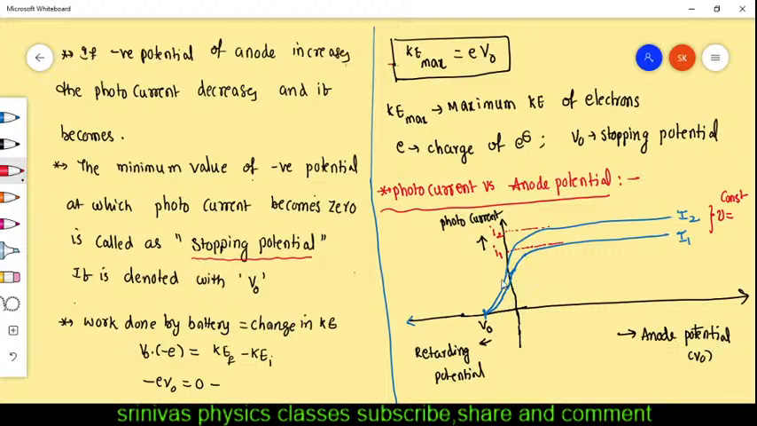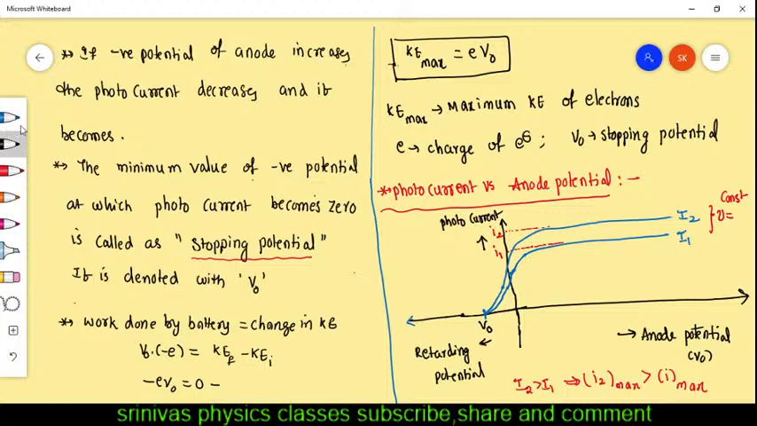I will explain once again. This is for a certain intensity I1. In the figure, I2 is greater than I1, which implies that I2 maximum is also greater than I1 maximum. What does it indicate? Look carefully at this diagram.